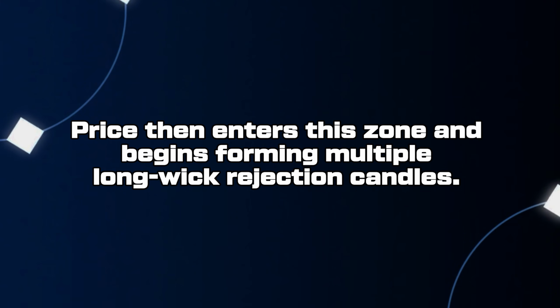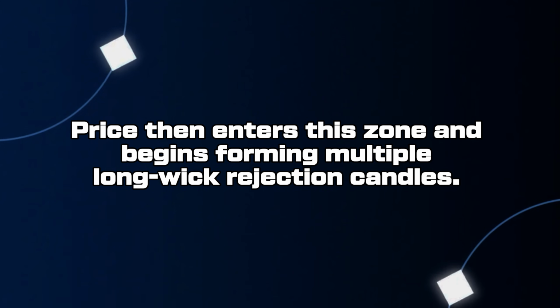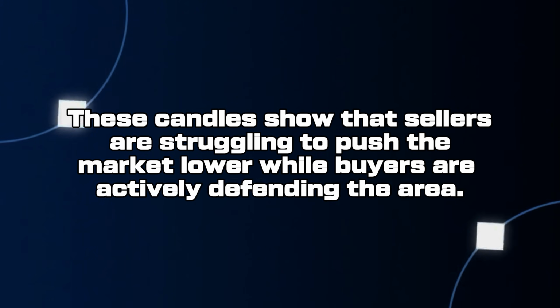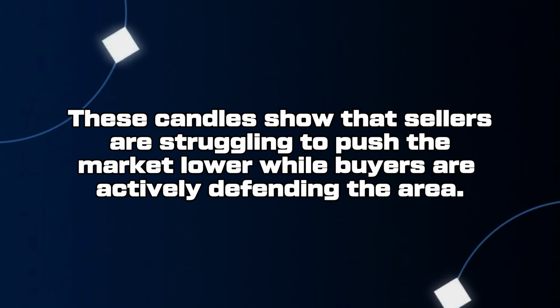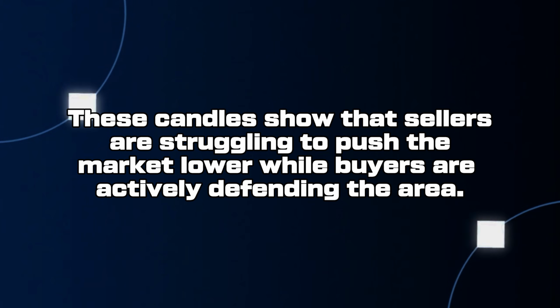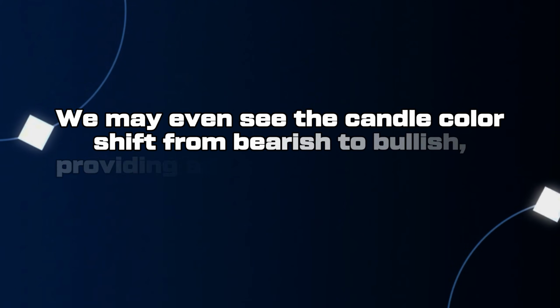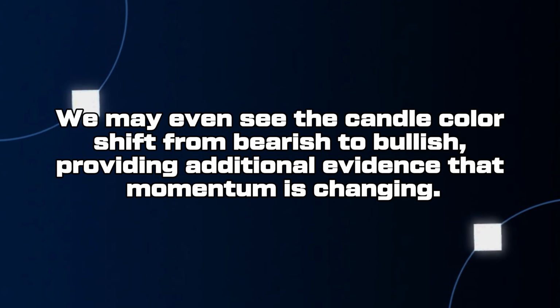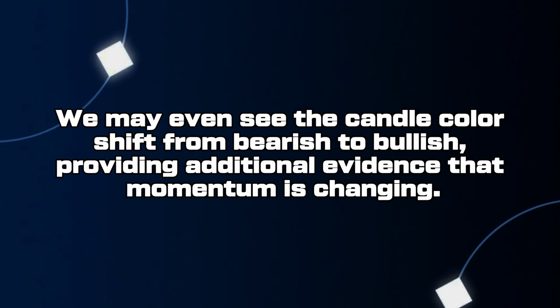Price then enters this zone and begins forming multiple long wick rejection candles. These candles show that sellers are struggling to push the market lower, while buyers are actively defending the area. We may even see the candle colors shift from bearish to bullish, providing additional evidence that momentum is changing.